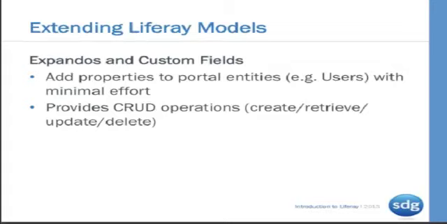Expandos and custom fields are a way to add properties to the portal entity. So Brian's example was, let's say you have, I don't know, hire date for employees. You could add that as a custom field through the UI without having any developers touch it, and then users can go in and add that under the UI. Not necessarily the easiest way to get to that area to add the text for the custom field, but you can do it. It does provide CRUD operations.